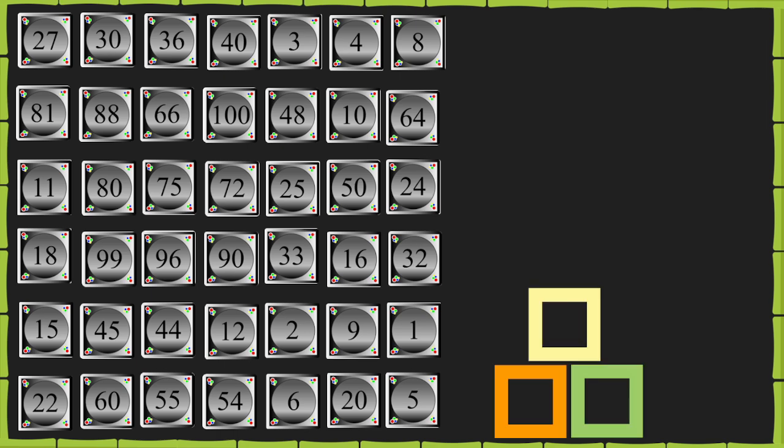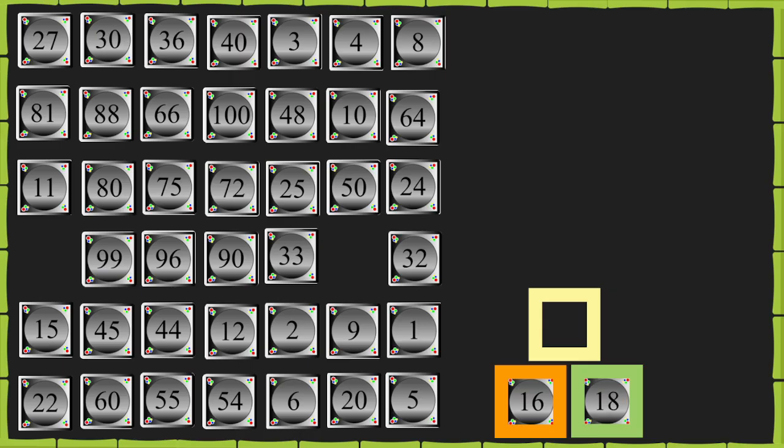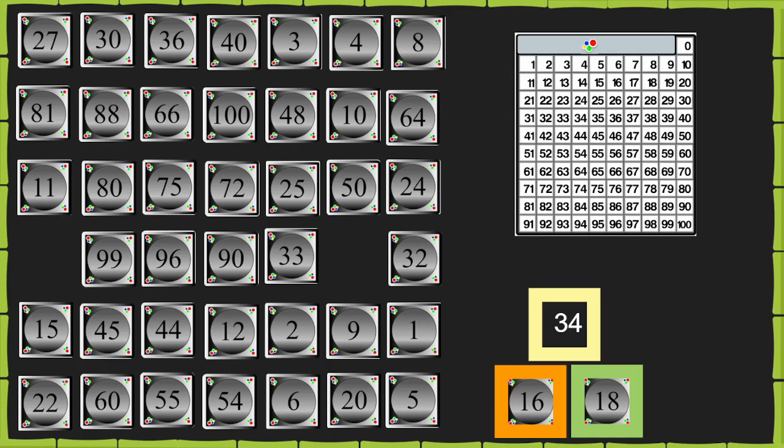So let's see what I could do. I could choose 16, 18, and then what would that make? Well, that makes 34, and a lot of this will be opportunities to do some adding up and using some of the tools. Now, ideally, something like a 100 square or Dienes blocks would be good, just as a tool, so that more adding can happen.